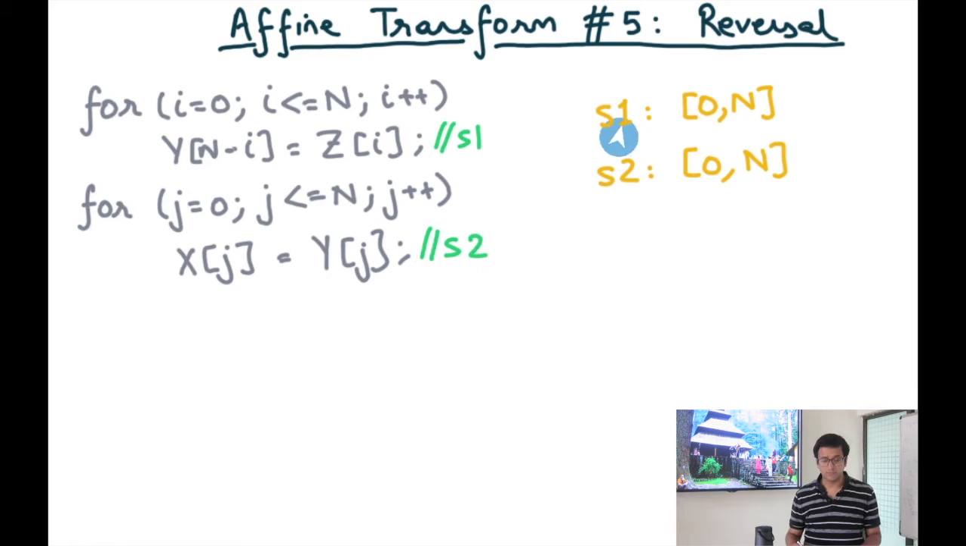There are two statements, S1 and S2. The iteration space of S1 is from 0 to n, and that's for i. And then the iteration space for S2 is also 0 to n. Both are single dimensional iteration spaces. Now I'm going to create my space partitioning constraints. What are my space partitioning constraints?